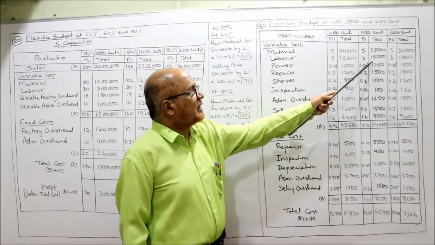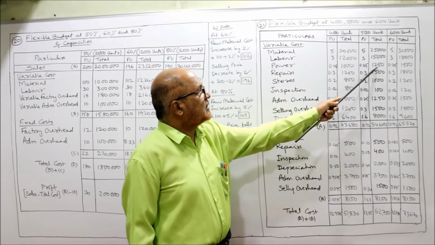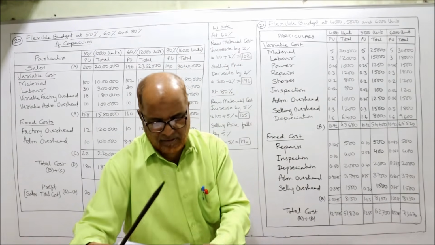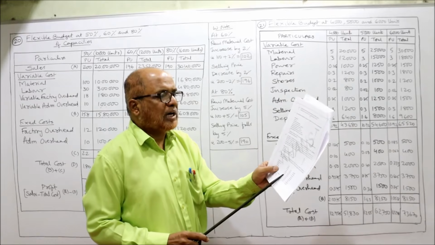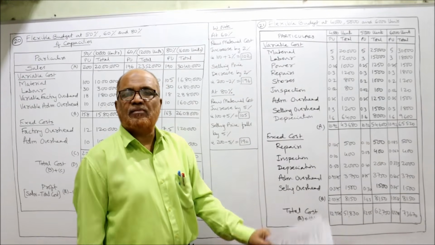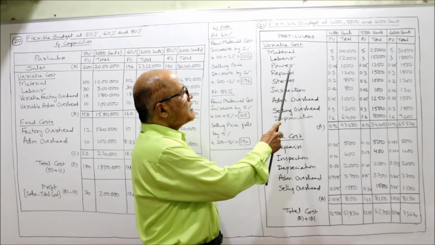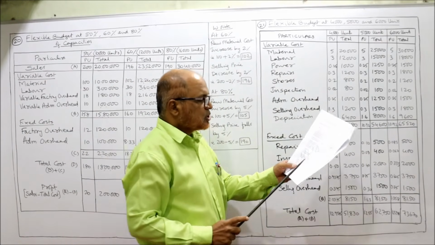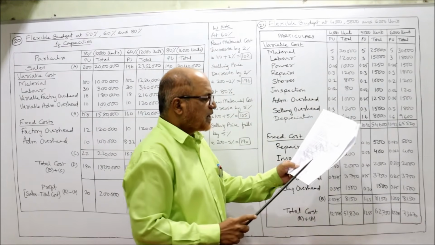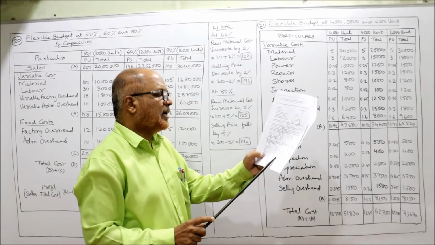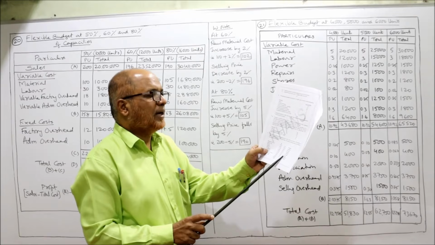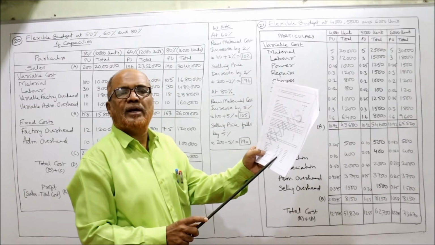Material at 5,000 is 25,000, given in the problem. Labor is given in the problem, 15,000. Power is given in the problem, 1,250. Repair 1,500. How 1,500? It is given in the problem. Repairs are 2,000, 75% variable. So 2,000 into 75%, 1,500. So repairs I have taken 1,500. Stores are given 100% variable, 1,000. I have taken 1,000. Inspection is given 20% variable. 500 rupees is the total inspection, 20% variable. So 500 into 20%, 100.